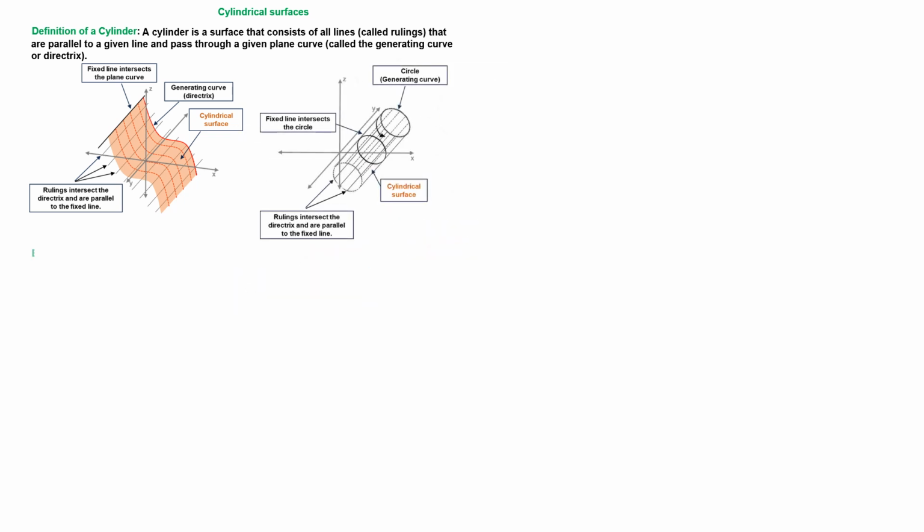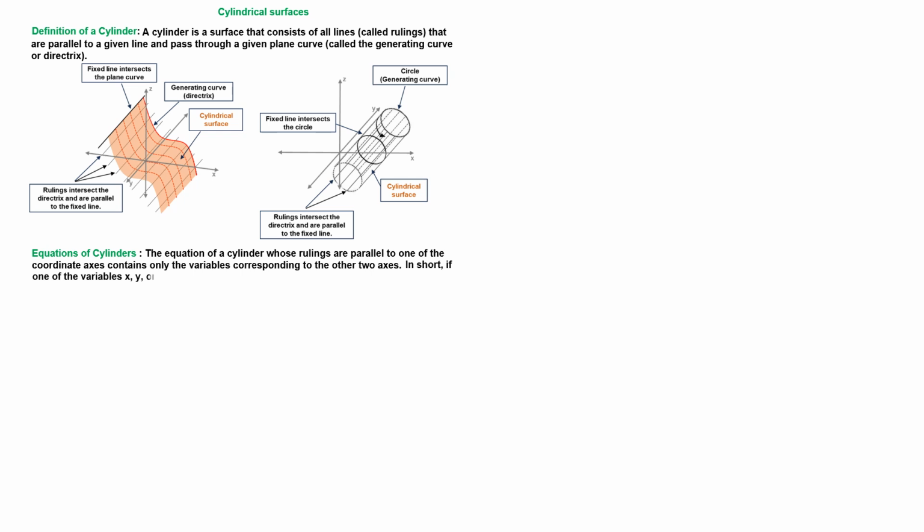Equations of cylinders. The equation of a cylinder whose rulings are parallel to one of the coordinate axes contains only the variables corresponding to the other two axes. In short, if one of the variables x, y, or z is missing from the equation of a surface, then the surface is a cylinder. Let's see how it works.